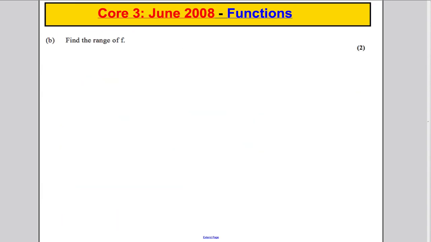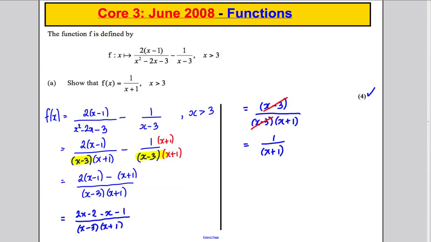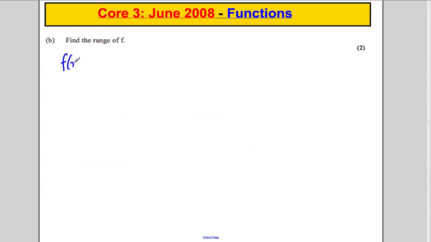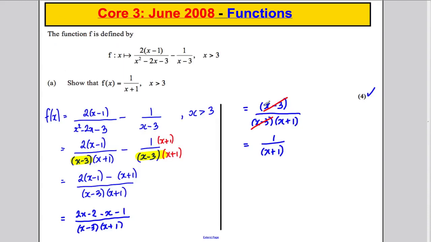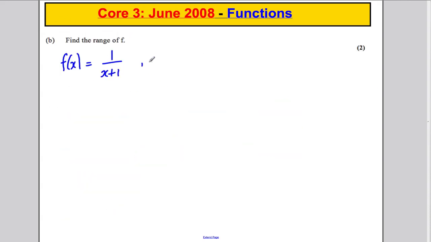Next part, find the range of f. Now f was this function here. It's easier to find the range of this here. So an easier way of writing f is 1 over x plus 1. We're told though that x has to be bigger than 3.